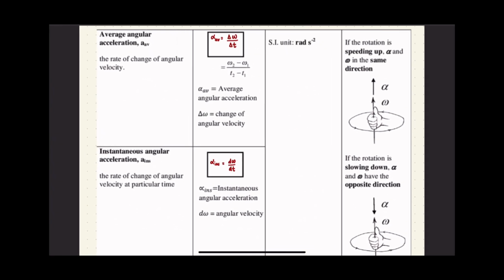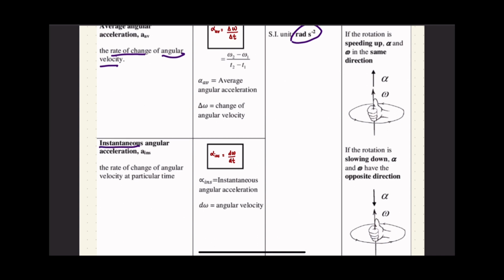Next is average angular acceleration. Average angular acceleration is the rate of change of angular velocity. The symbol is alpha. Alpha average equals change of angular velocity divided by change of time. The unit is radian per second squared. For instantaneous angular acceleration, it is also at a particular time, so we differentiate omega with respect to time, the differentiation of angular velocity with time.